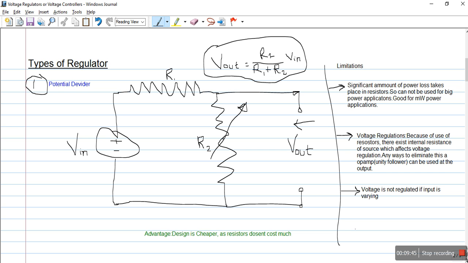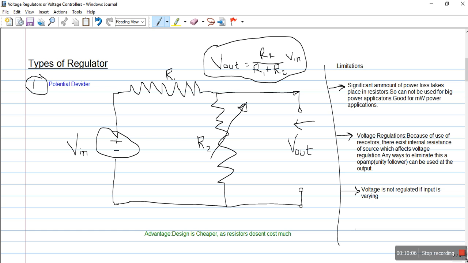In the next slide you will see this is for the DC, right? Even you can supply AC also. Same will work for AC as well. 25 volt AC, I want 5 volt AC at the output. Yes, this is also applicable, but again the same power loss and voltage regulation would be there.